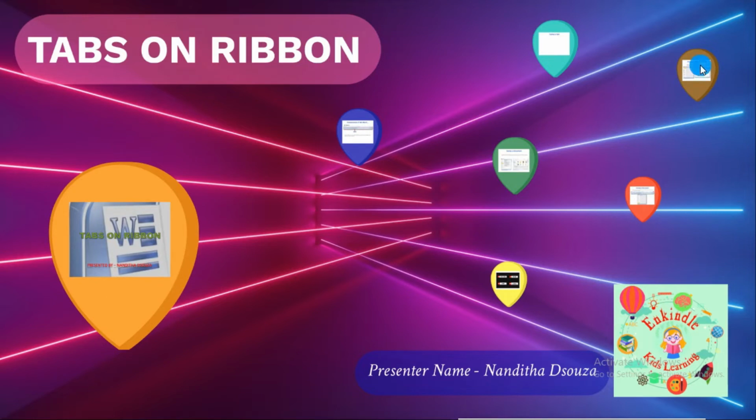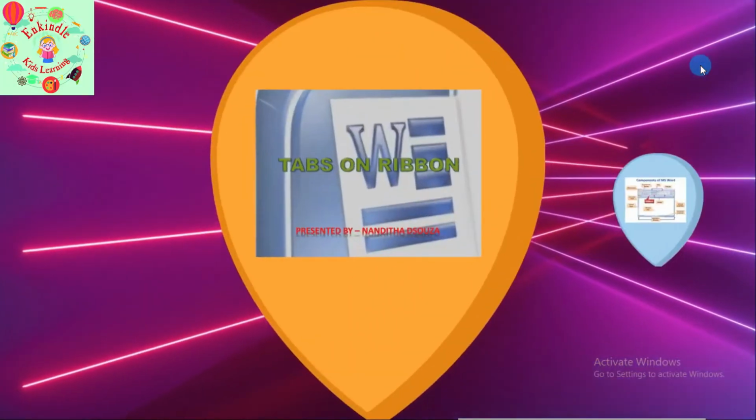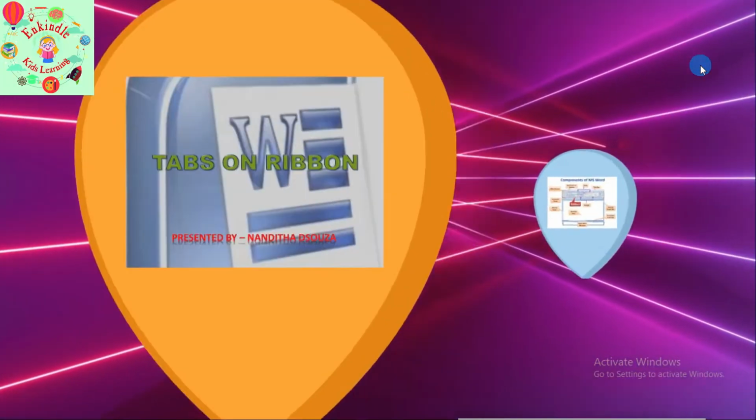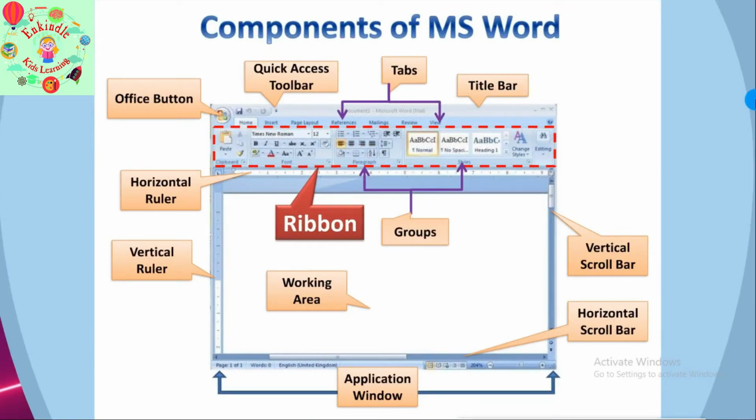With this inspirational quote, myself Nandita D'Souza presenting you the second part of the lesson Understanding MS Word, that is tabs on ribbon. In our previous video, we have already seen the different components of MS Word. Like you have Office button, Quick Access Toolbar, tabs, title bar, groups, ribbon, horizontal and vertical ruler, working area, application window, vertical and horizontal scroll bar. Today, we will be studying the component ribbon in detail.